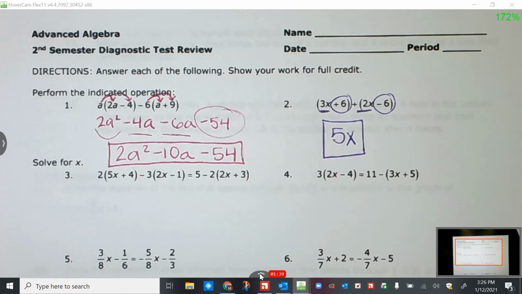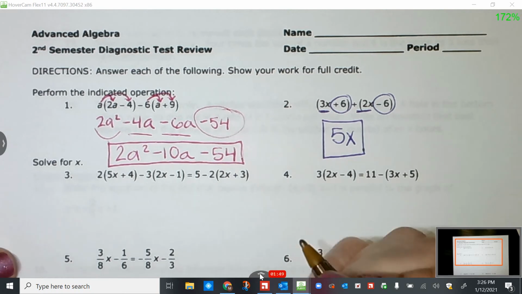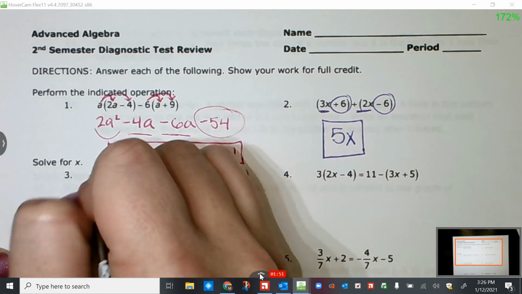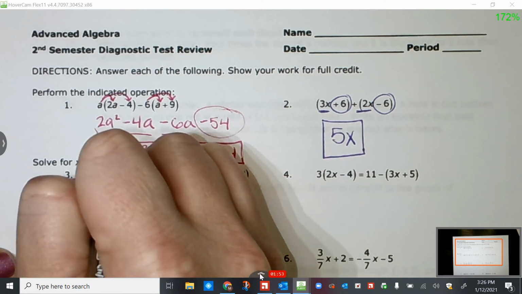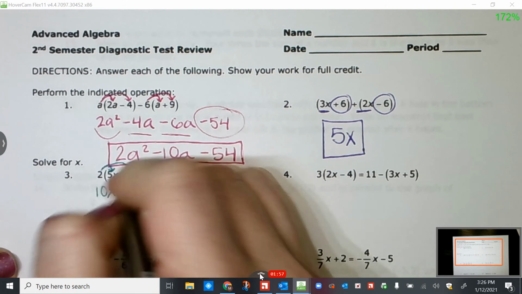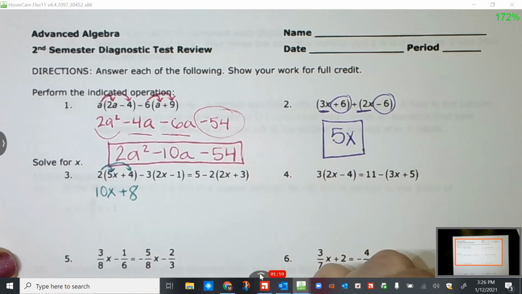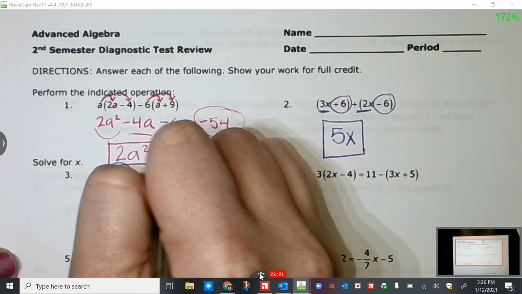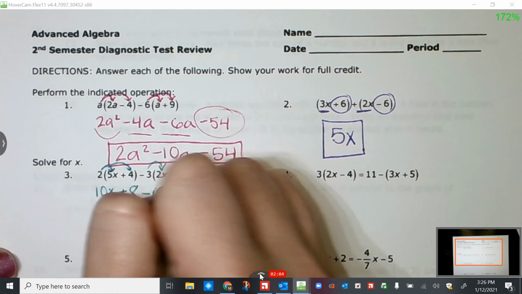Okay. So now it says solve for x. So if you notice there's an equal sign on these, which means you can actually solve them and not just simplify. But you're still going to start by simplifying, okay? So I'm going to go ahead and distribute what I need to distribute. So 2 times 5x is 10x. 2 times 4 is 8. Negative 3 times 2x is negative 6x.